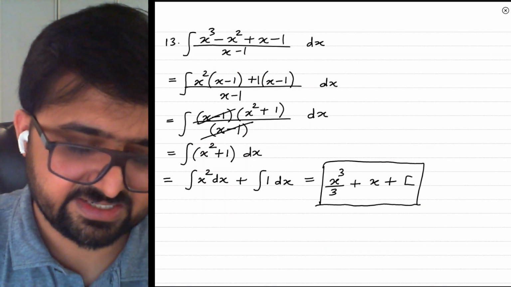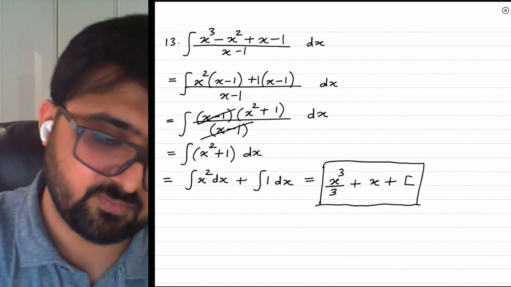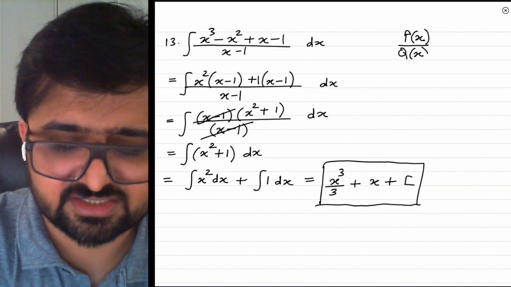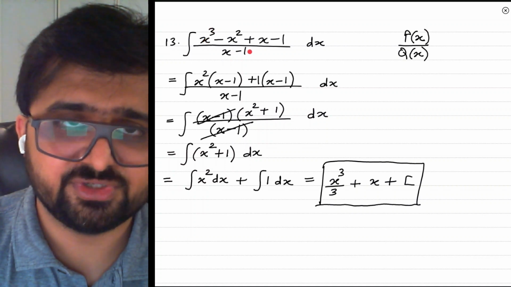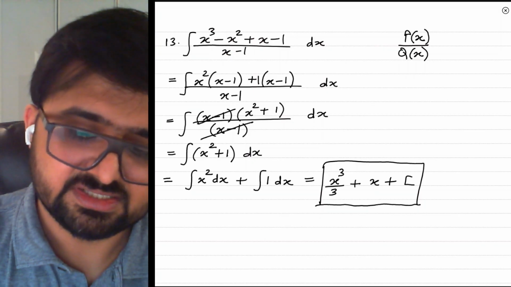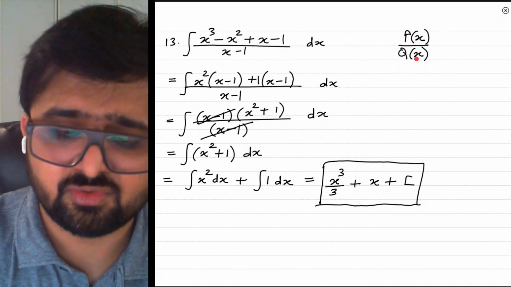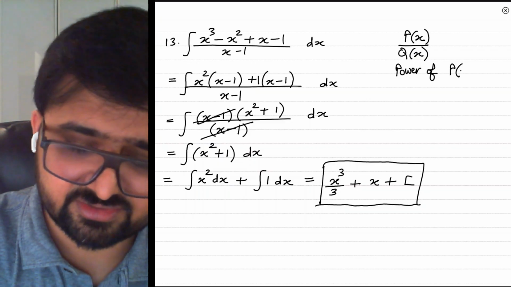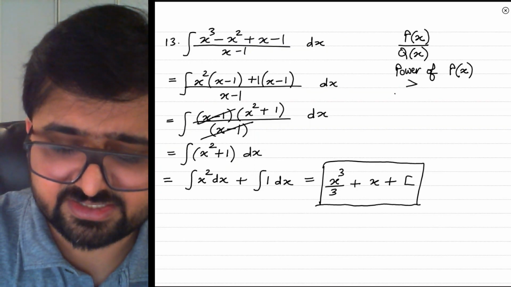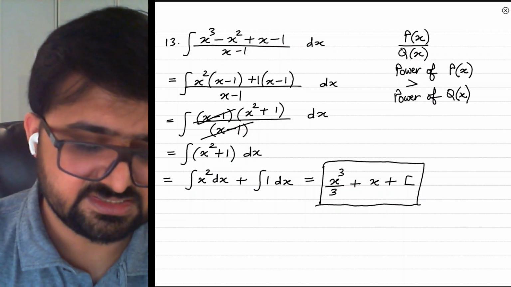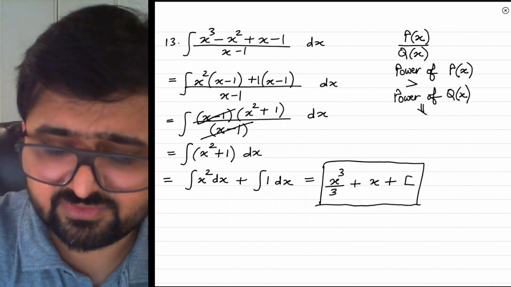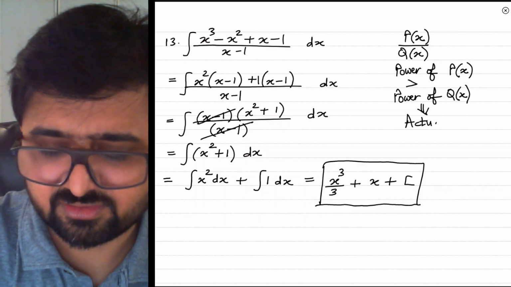If this was not the case, this was of the type polynomial over polynomial, p(x) over q(x), because the numerator is a polynomial and the denominator is a polynomial. Since the power of the numerator, p(x), is greater than the power of q(x), the denominator, generally we would do actual division method.